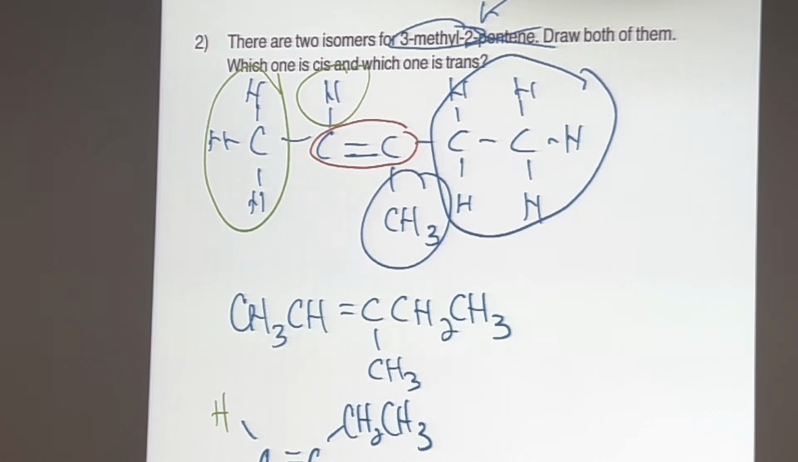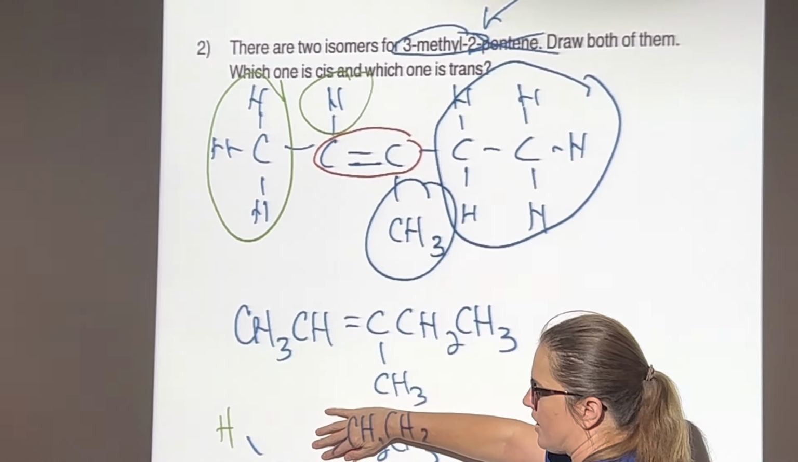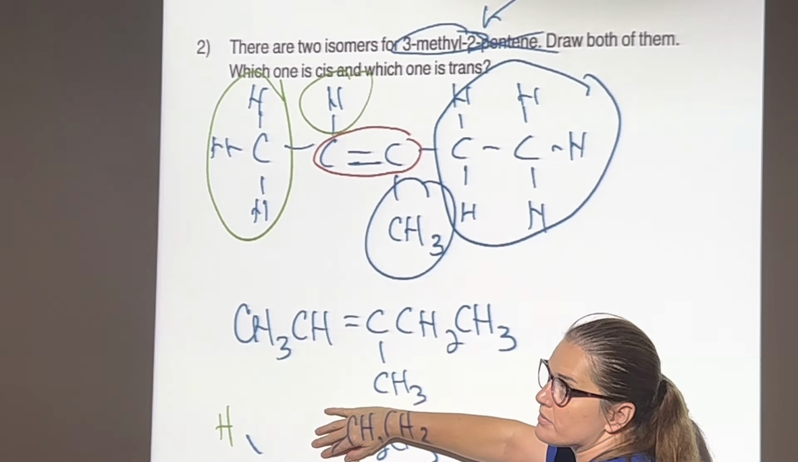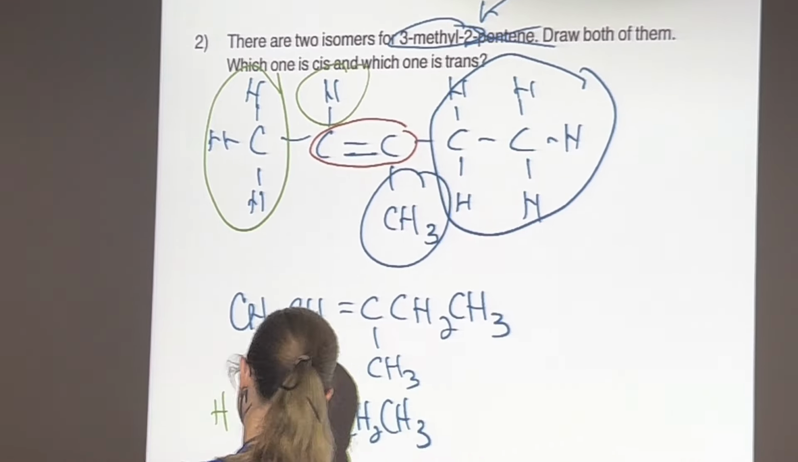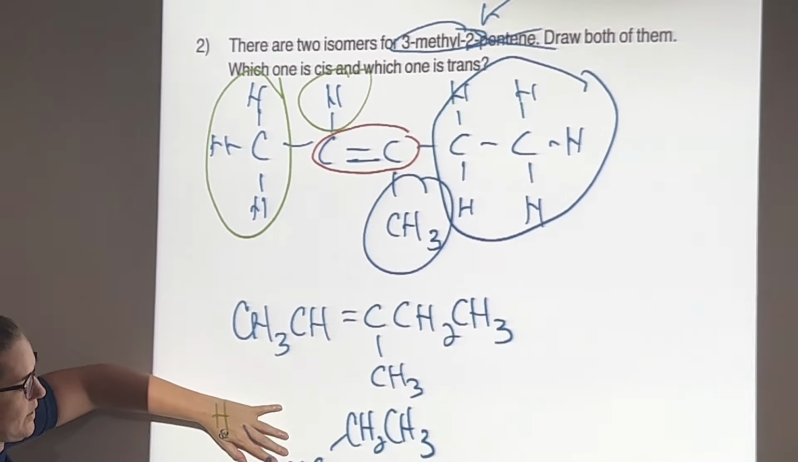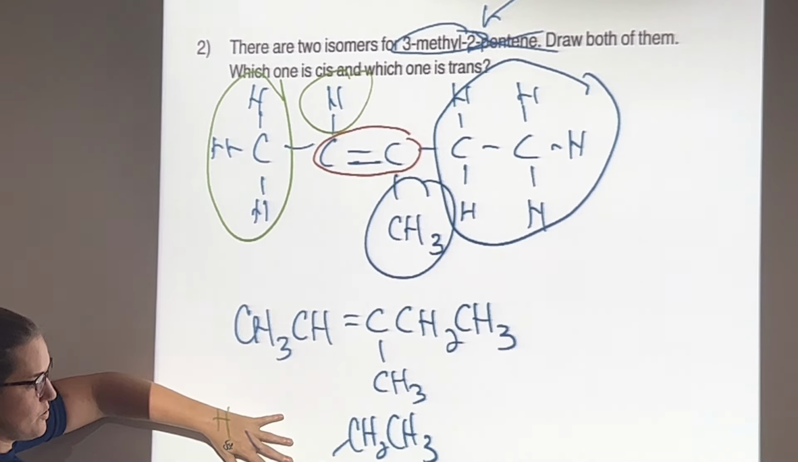Now, looking at each side, this side's pretty simple, right? Is that carbon bonded to two different things? Okay, a hydrogen and a methyl group, those two things are different. Then you look at this side and you ask yourself, is this carbon of the double bond bonded to two different things?